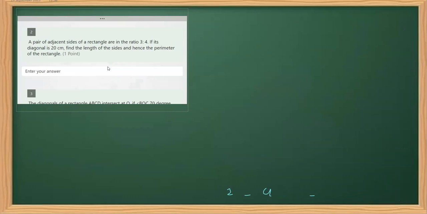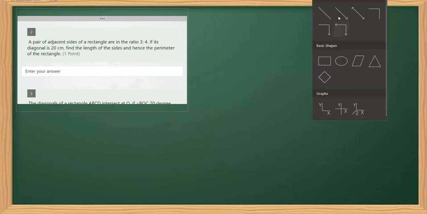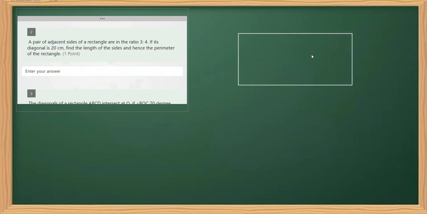In this question number 2, it says that a pair of adjacent sides of a rectangle are in the ratio of 3:4. So let's make a rectangle first. I made a rectangle here and I can name it ABCD. Further, adjacent sides are AB, BC, or BC, CD, or, as you know, opposite sides of a rectangle are equal. So adjacent could be any length and breadth.